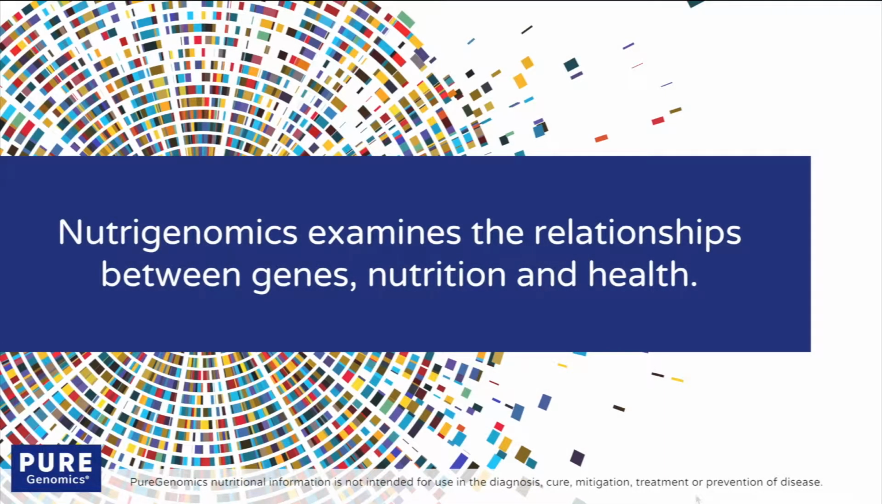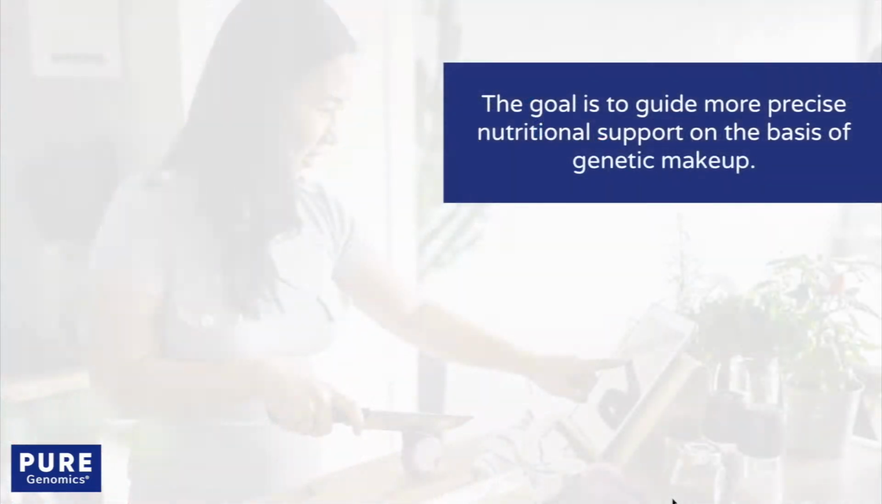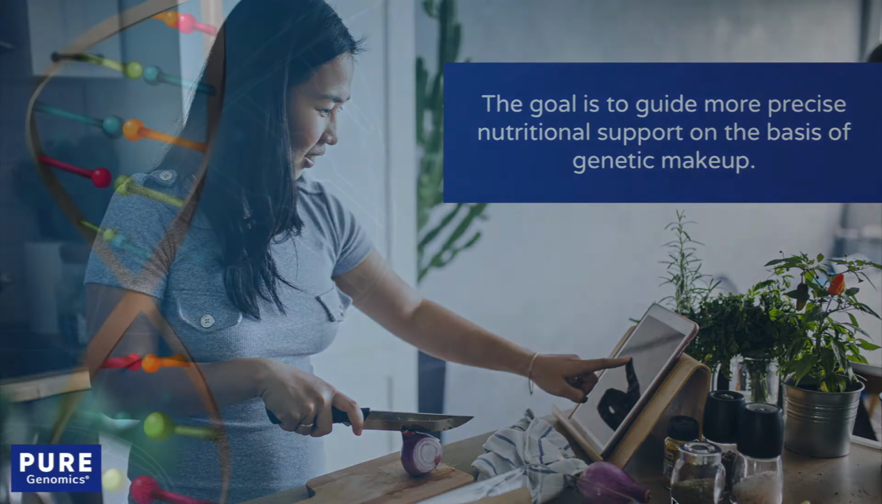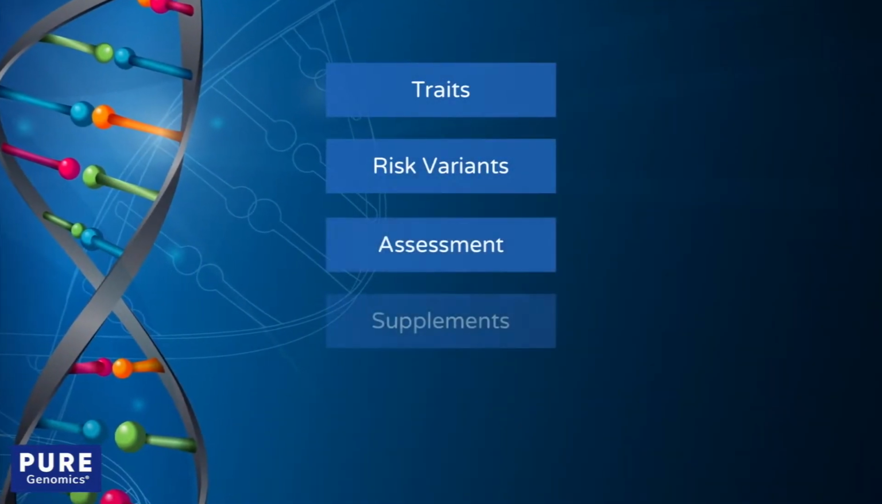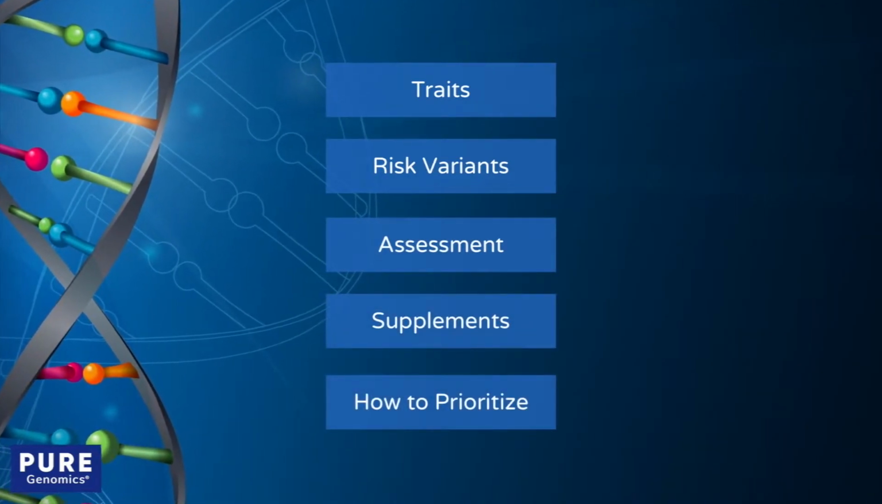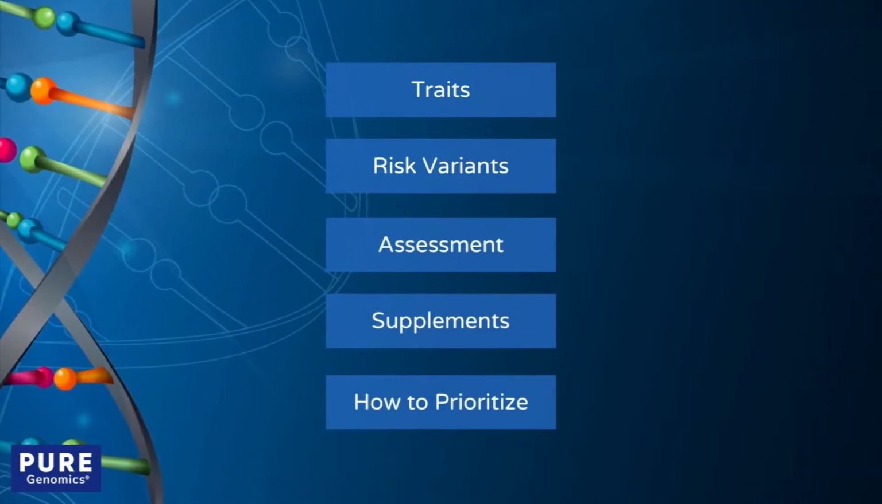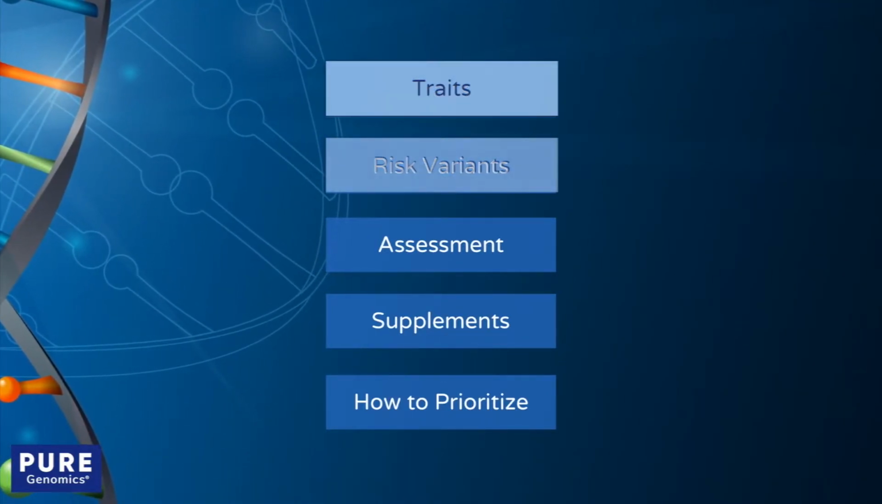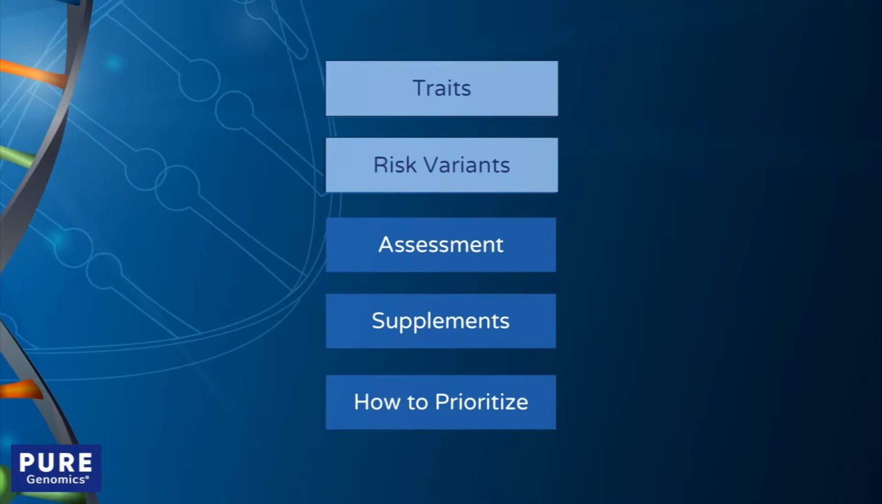PureGenomics examines the relationships between genes, nutrition, and health. The goal of PureGenomics is to guide more precise nutritional support on the basis of genetic makeup. In this tutorial, we'll walk through some basic terms and concepts that will help you interpret and apply PureGenomics test results with confidence. First, let's define a few important terms.